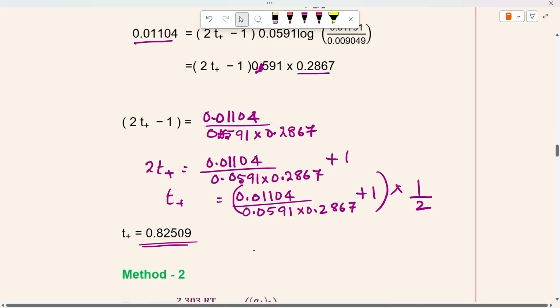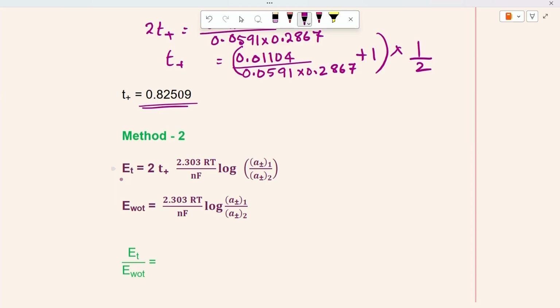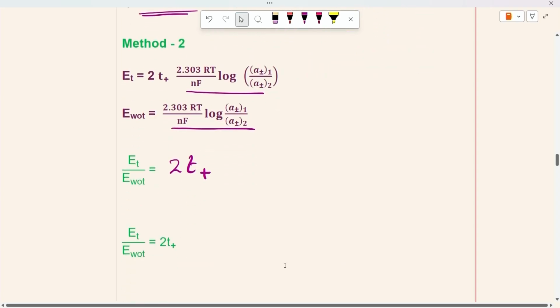You will get the answer as 0.82509. Another easier method for this is, we have the two expressions. E with transference is equal to 2t plus times 2.303 RT log of the mean ionic activity of 1 divided by the mean ionic activity of 2. Without transference, the only difference is that it does not have 2t plus. So if I divide E with transference by E without transference, the rest of the terms are the same and get cancelled, and you will get 2t plus. It is an easier method, you can follow this.